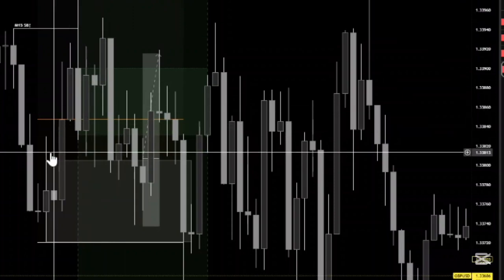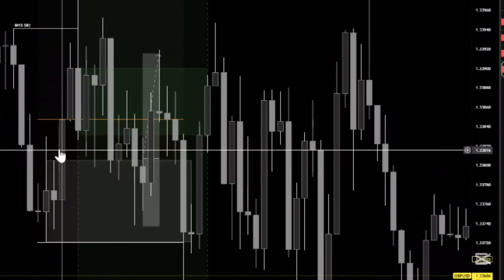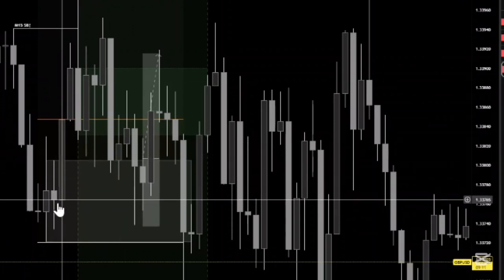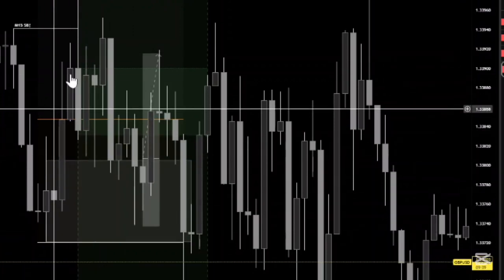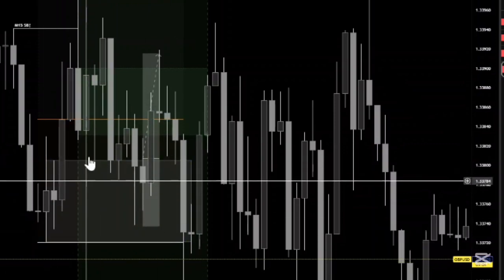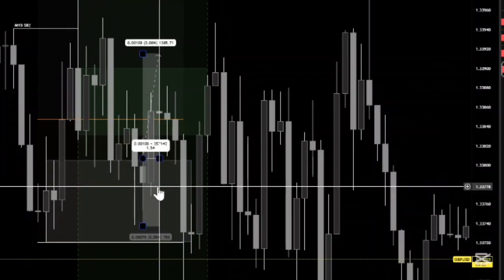As you can see, clean imbalances were left in this region, so I marked my demand zone from the last bearish candle before the push higher that left the imbalance. So that is why I draw the box like this. So now let's drop to the 1 minute to show you this simple clean entry model that I always use.